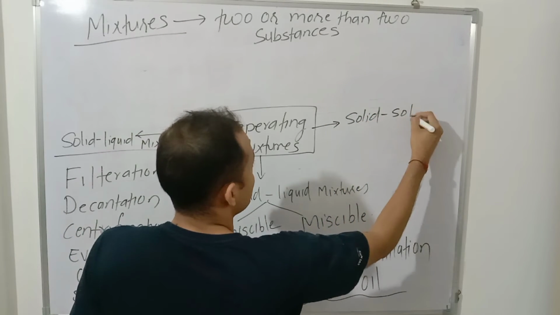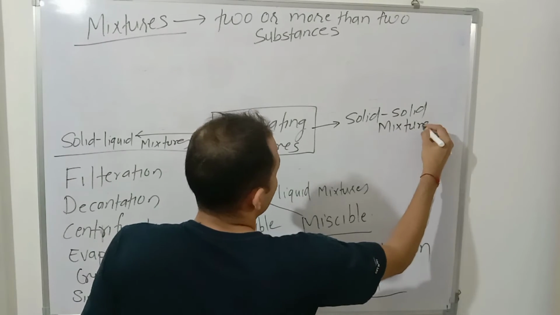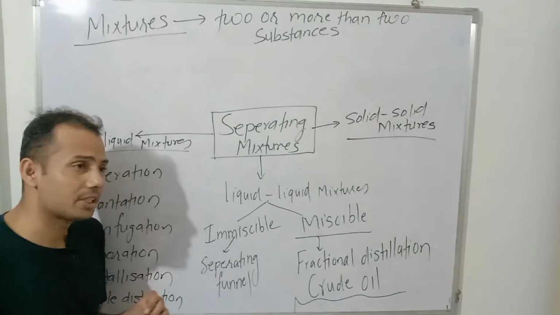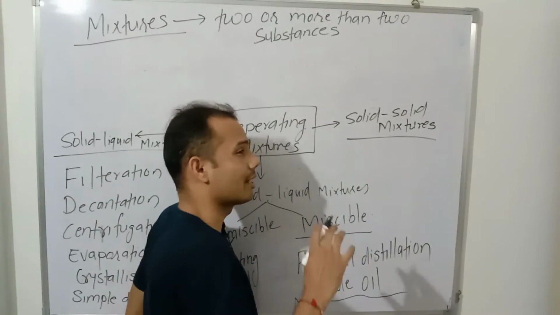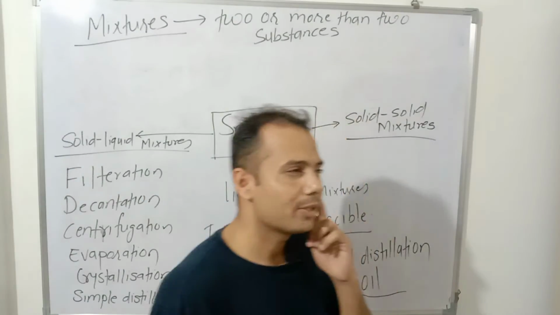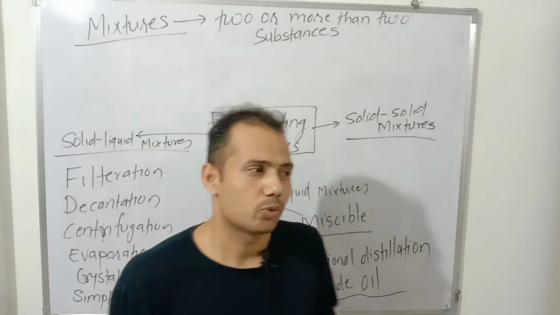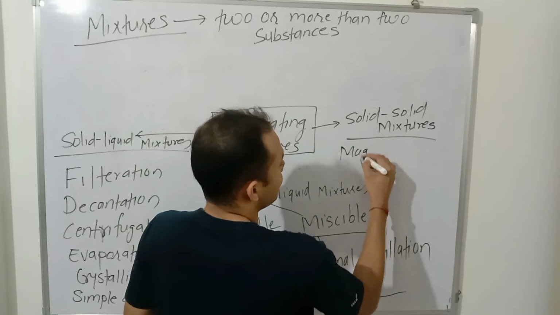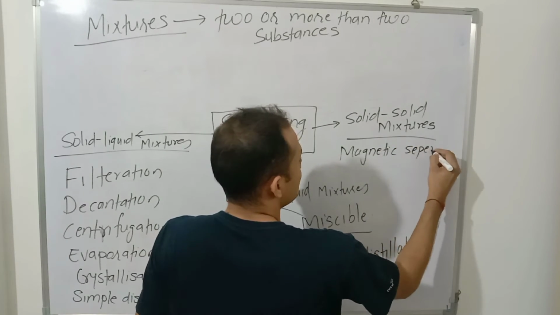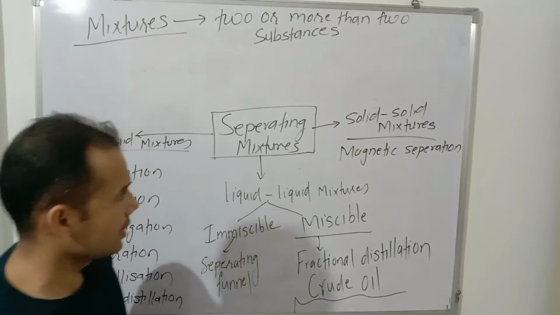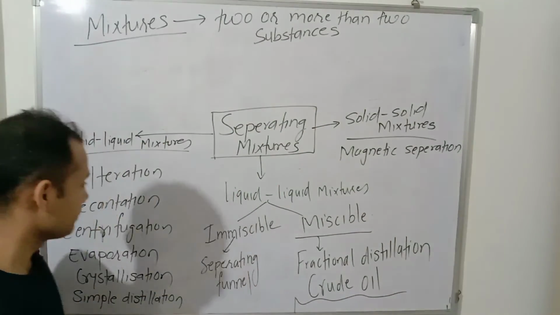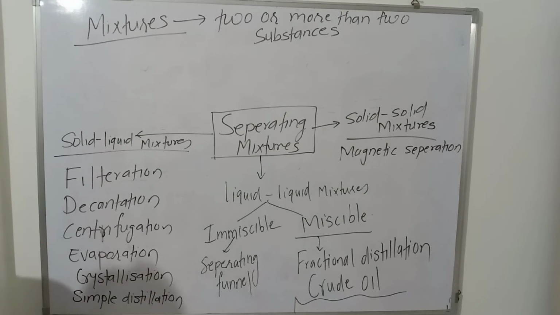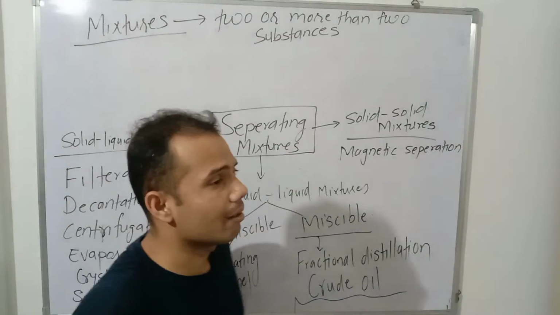Now third, let us talk about solid-solid mixtures. In that case, based on the property of the material, you can use different techniques. For example, if iron is present in the mixture, you can use a magnetic separator or a big magnet to separate out that iron. I will just write down here: magnetic separation. Different techniques are there as per the property of the metal or non-metal. So these are the different techniques for separating mixtures.